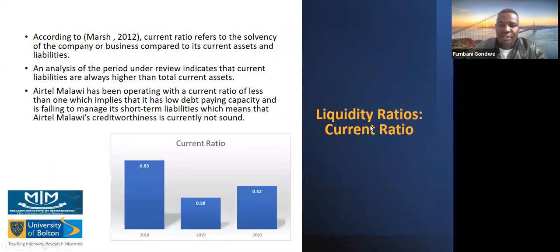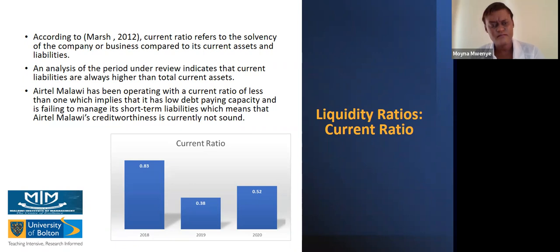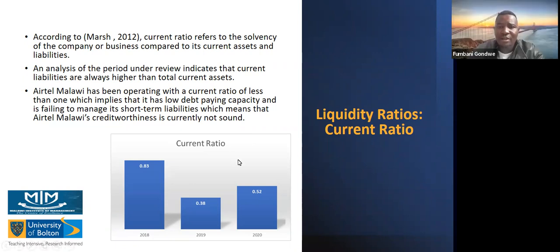The other liquidity ratio that I'm also going to look at is the current ratio, which basically looks at the relationship between the current assets and the current liabilities. This refers to the solvency of the company or business compared to its current assets and liabilities. From the graph, you can clearly see that in 2018, the current ratio was 0.83. In 2019, the current ratio dropped to 0.38. And in 2020, it went back up to 0.52.